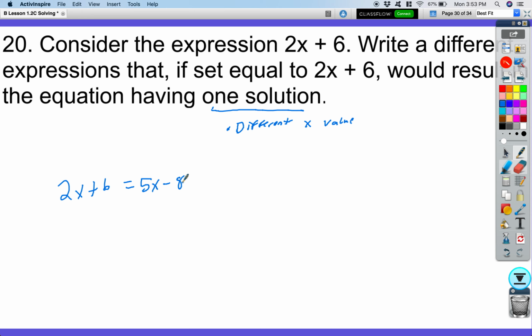Okay? So if I were to solve this, I would subtract 2x on both sides to get 3x, and then I would add 8 onto both sides. And that would equal 14. When I divide both sides by 3, I would have x equals 14 over 3 as my final solution. Okay?